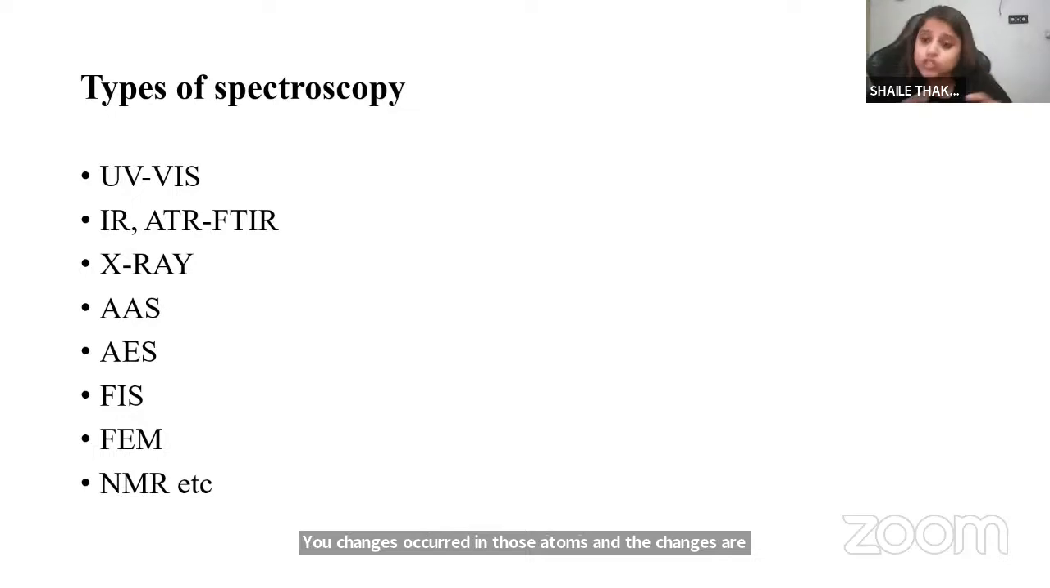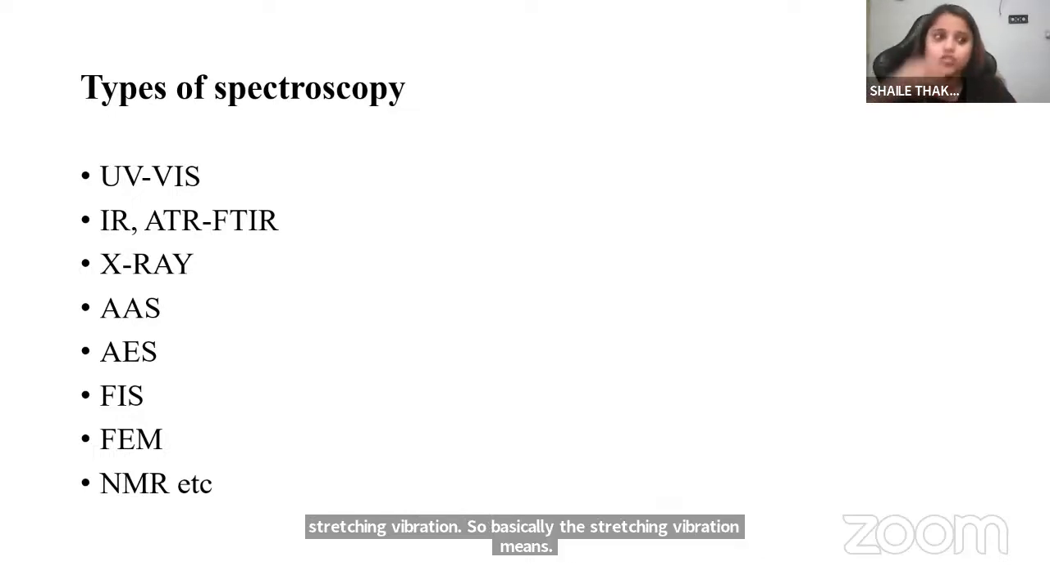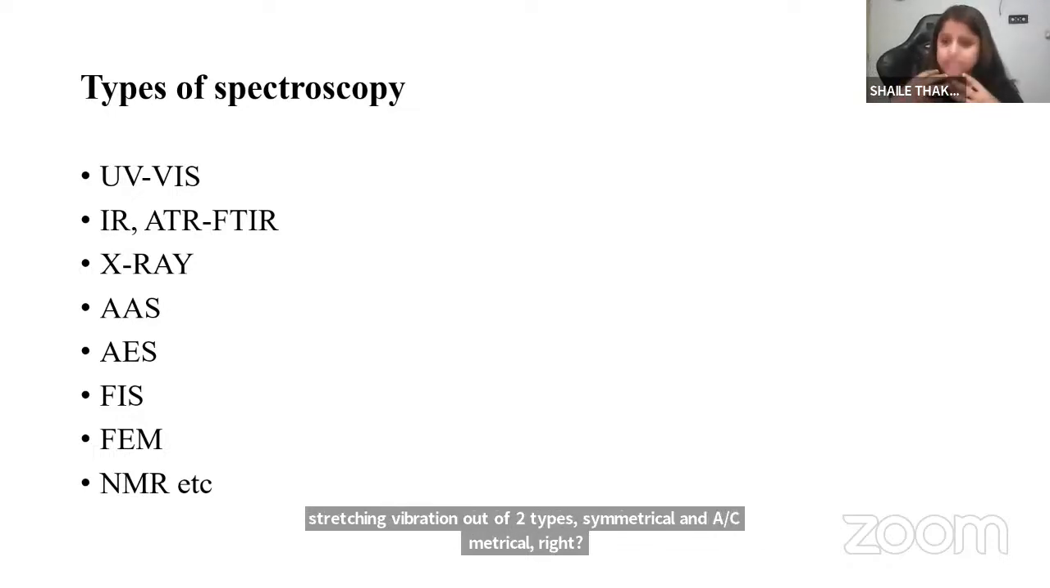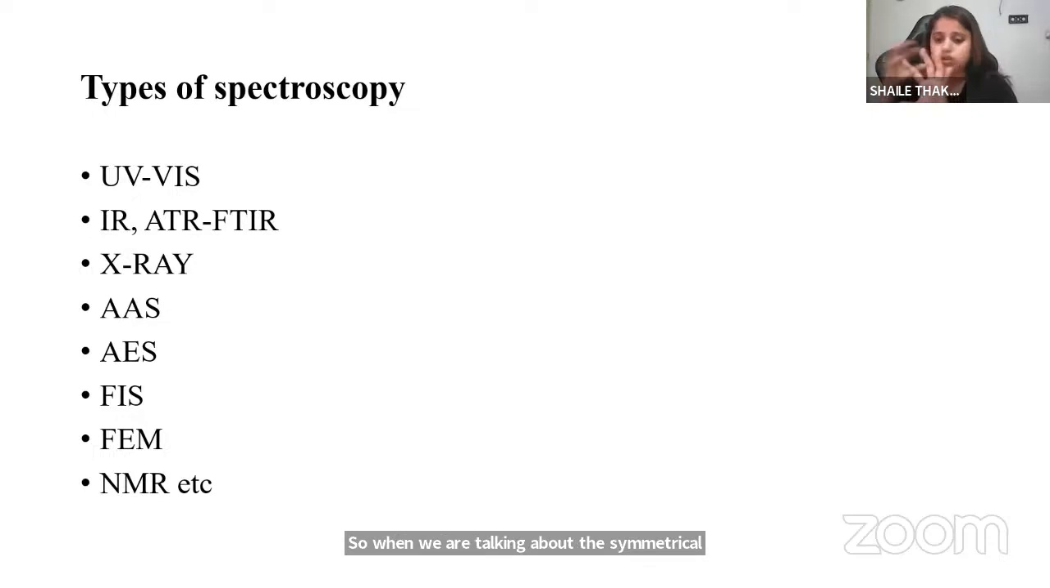So basically, the stretching vibration means the stretching along the bond, right? These stretching vibrations are of two types, symmetrical and asymmetrical. When we are talking about the symmetrical, suppose this is your central atom, and from the central atom the stretching occurs equally in both directions. That is your symmetrical stretching.